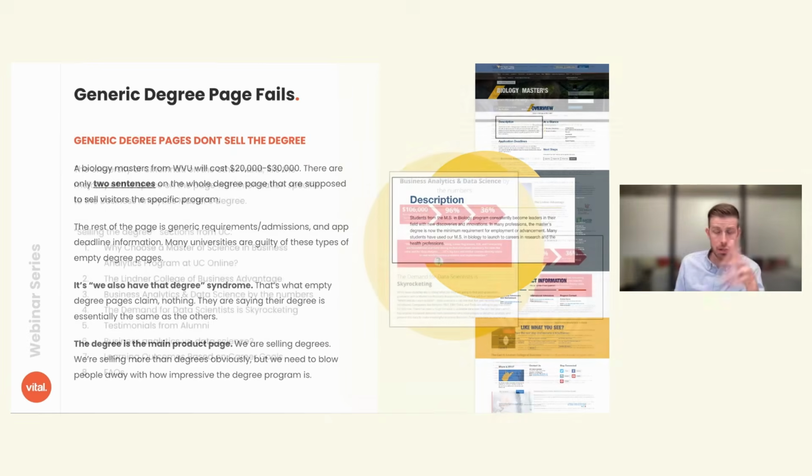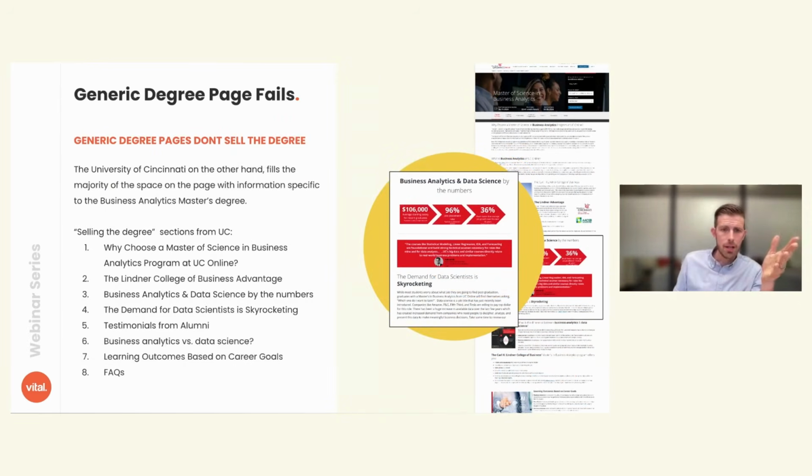And to show you a good job, here is University of Cincinnati Online. So this is their business analytics master's degree page. Also a very long page, a lot of content on it. But on this one, they're selling that degree. They got content about why to choose that degree and why to get it from UC Online. They have sections about the college that it's from and the advantage you get from going to that specific college for that specific degree. They talk about business analytics and data science by the numbers.